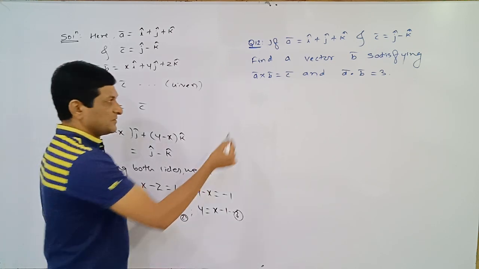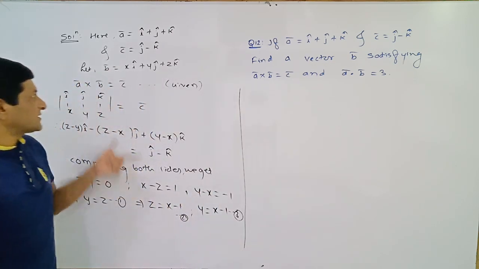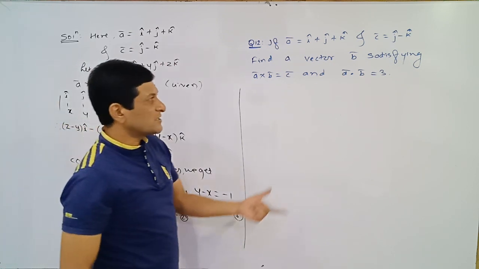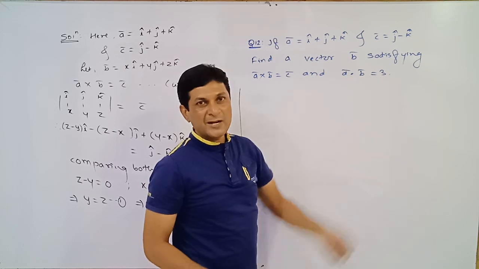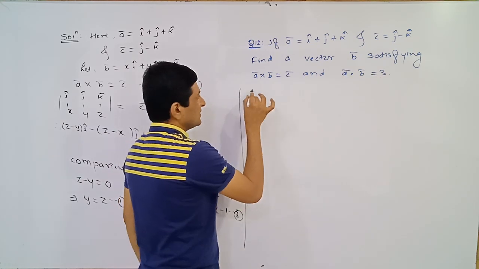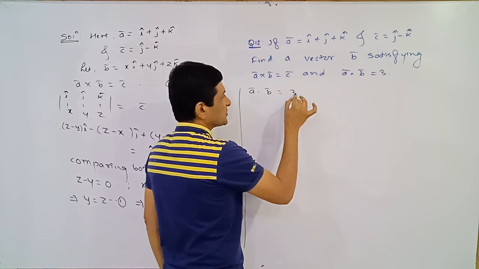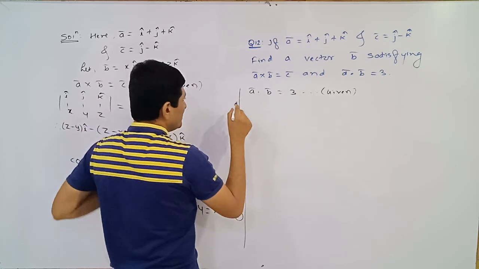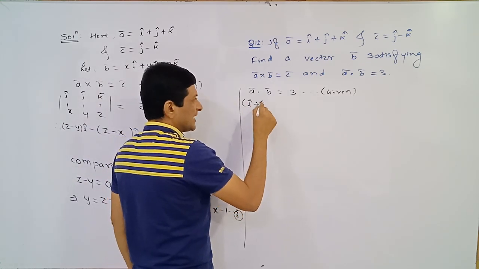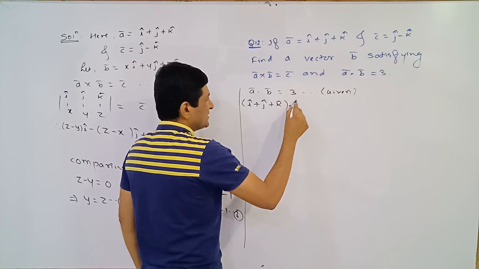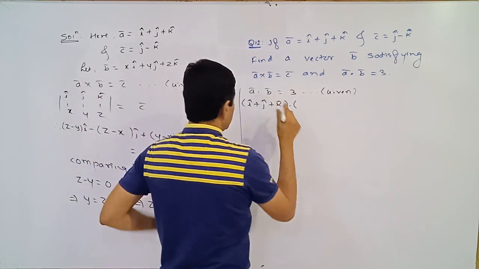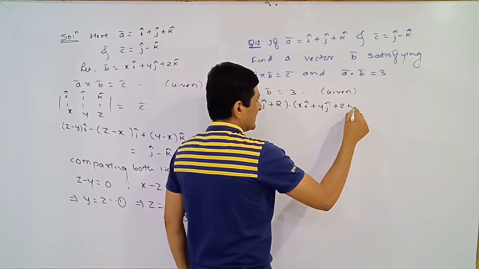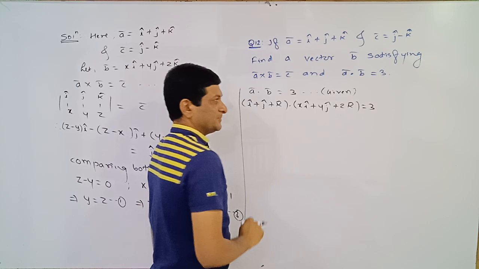Now these 3 equations we have got using the first condition in the example, that a bar cross b bar is equal to c bar. Now let us make use of the second condition, that a bar dot b bar is equal to 3. This is the second given condition in the example. Now replace a bar by its given value, which is i cap plus j cap plus k cap. Keep this dot as it is. According to our supposition, b bar is equal to x i cap plus y j cap plus z k cap. On this side 3, keep it as it is.